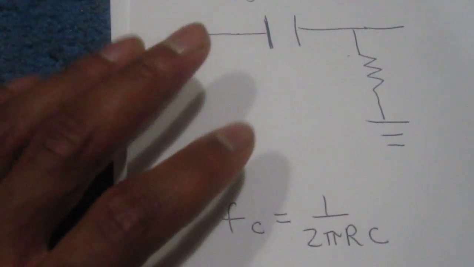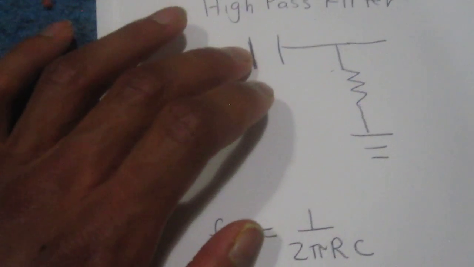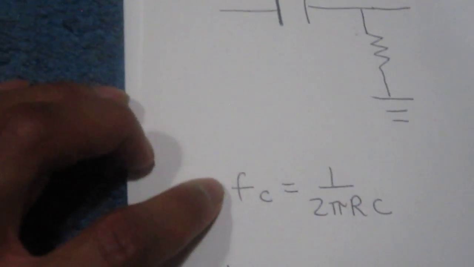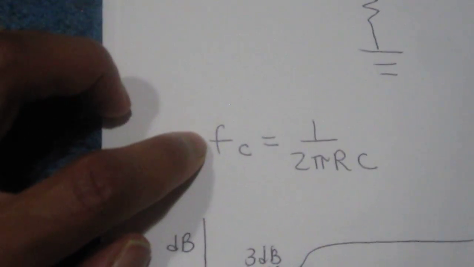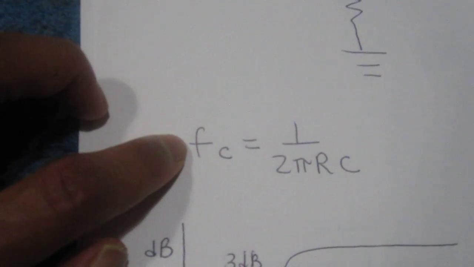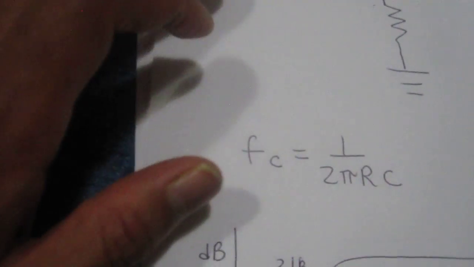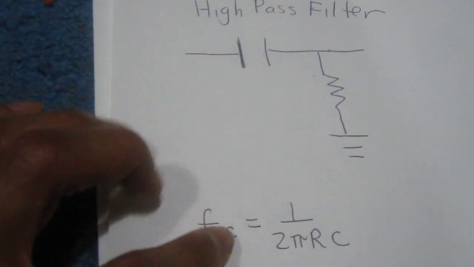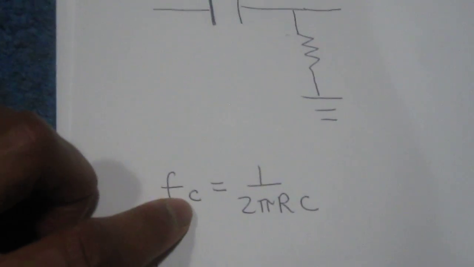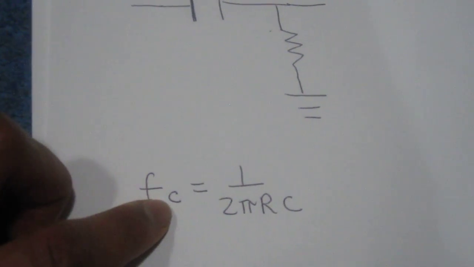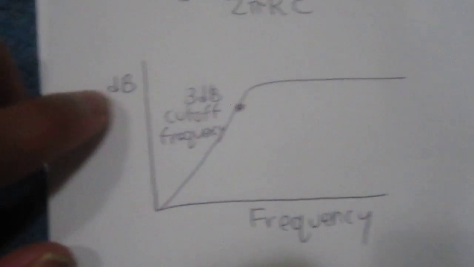And for this circuit, I've used a 10 nanofarad capacitor and a 1K ohm resistor. And this is the formula for calculating the 3 dB cutoff point of the high pass filter. So inputting the 10 nanofarad capacitor and the 1K ohm resistor into this formula, you get a 3 dB cutoff point of around 15.9 kHz.